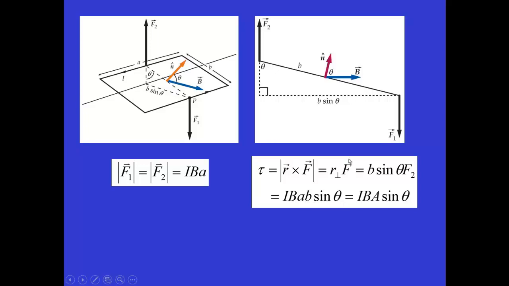And where does this come from? We're just substituting in to the place of the force the expression that we found over here. And so what you see is this product A times B, which is the area of the loop, enters into the equation.